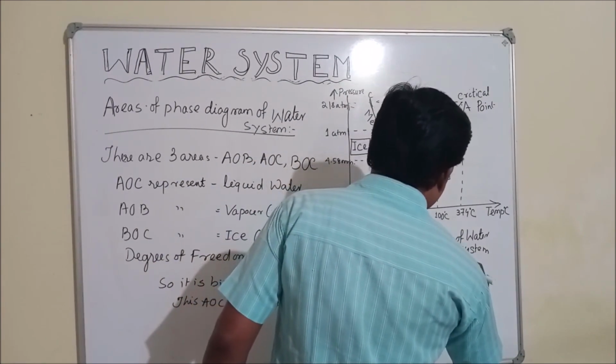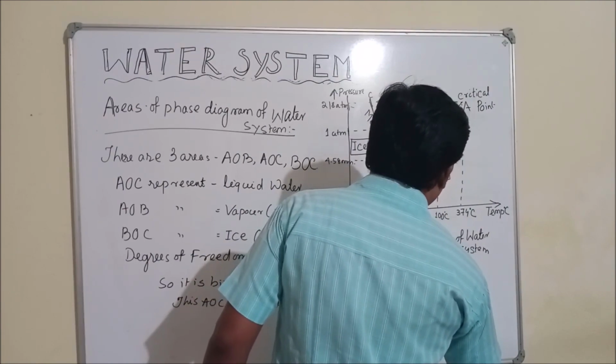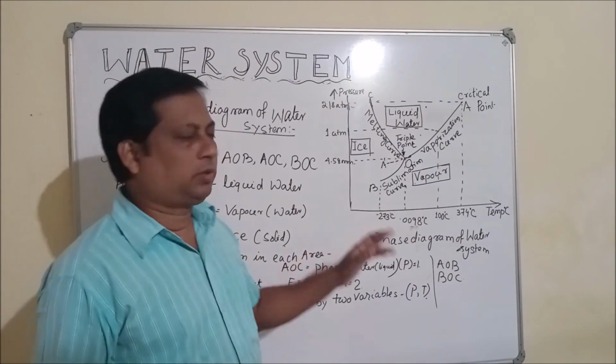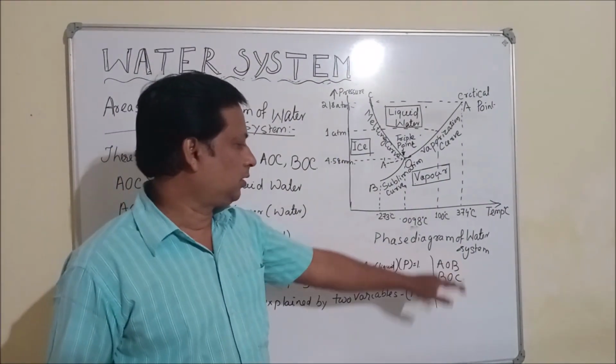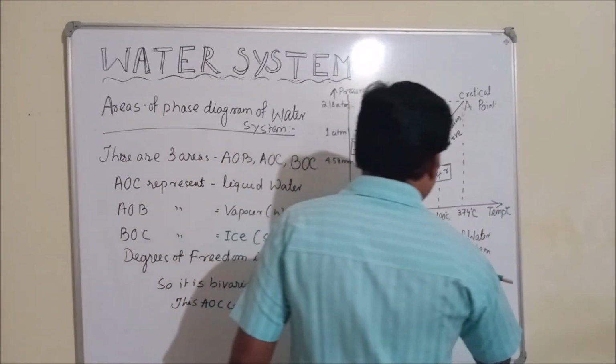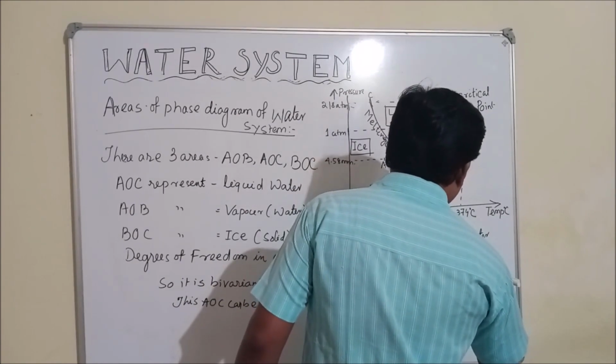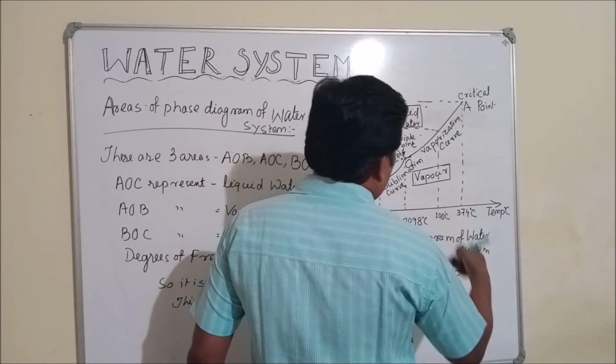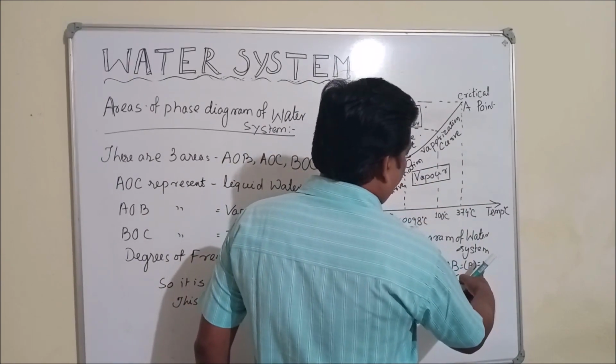AOB and BOC. We have already explained AOC. So what is the number of phases here in the AOB? The number of phases is also 1. What is that? It is vapor. For vapor it is 1.